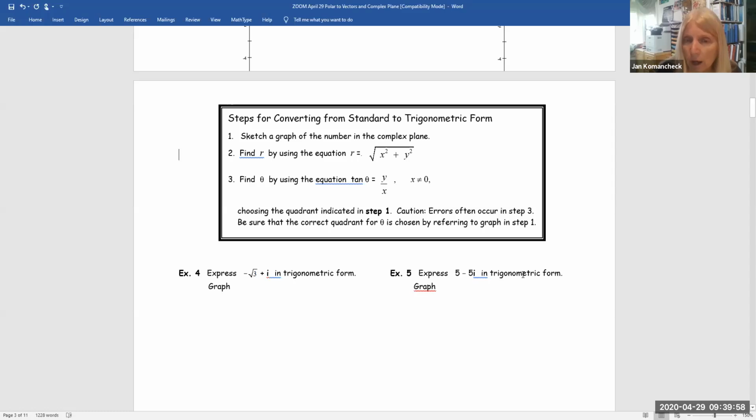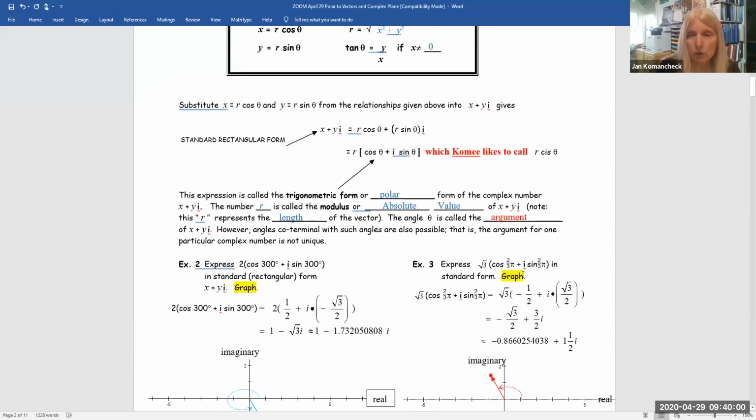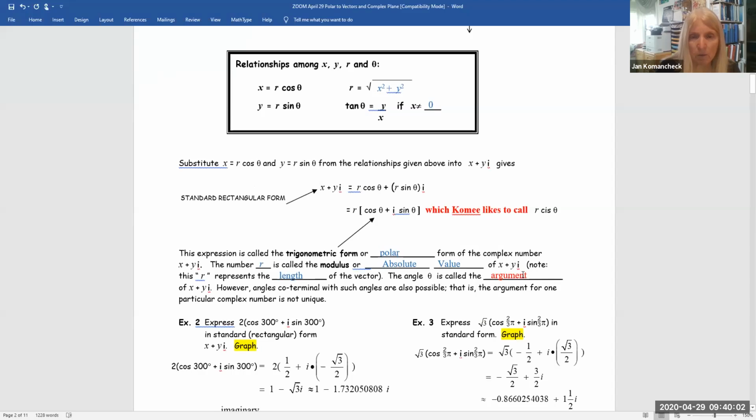Trig form means what? Trig form means I want to have r cis theta. I want r, I want cosine of my angle, I want i sine of my angle. This is called polar form. This is called standard complex form, x plus yi. This is what I need now from what you had to begin with.